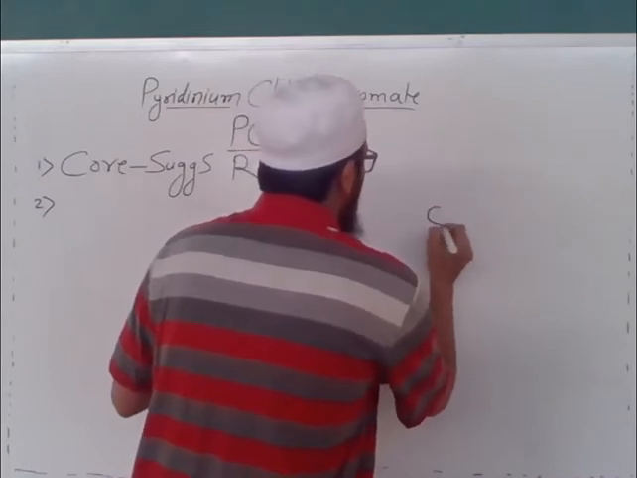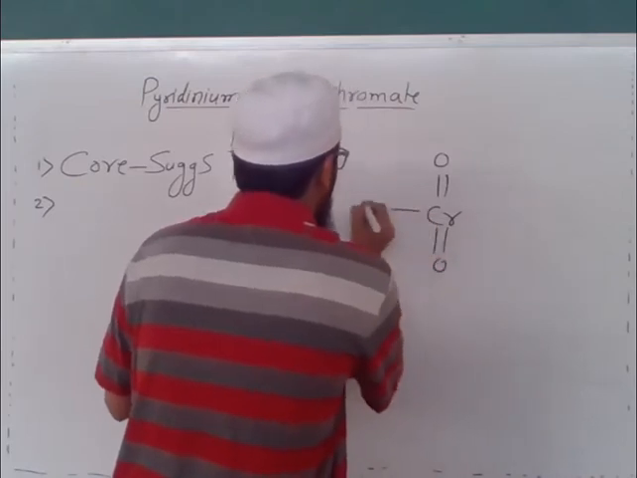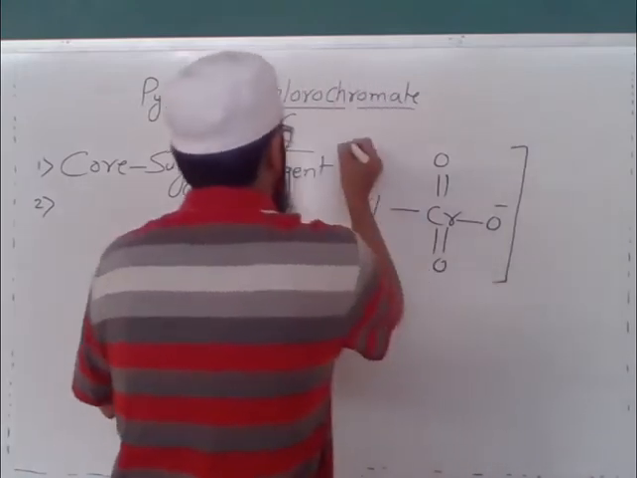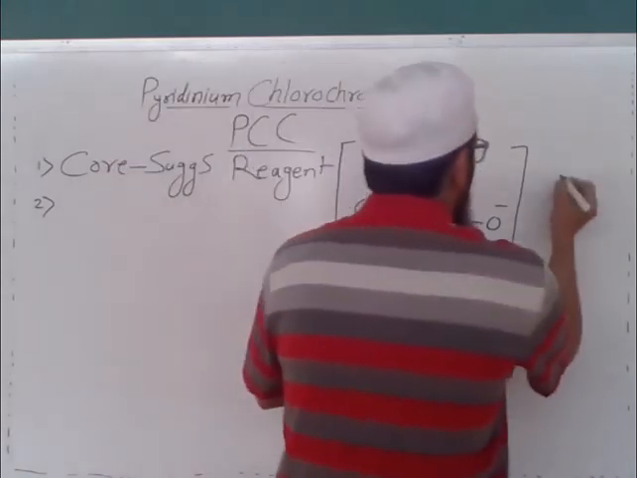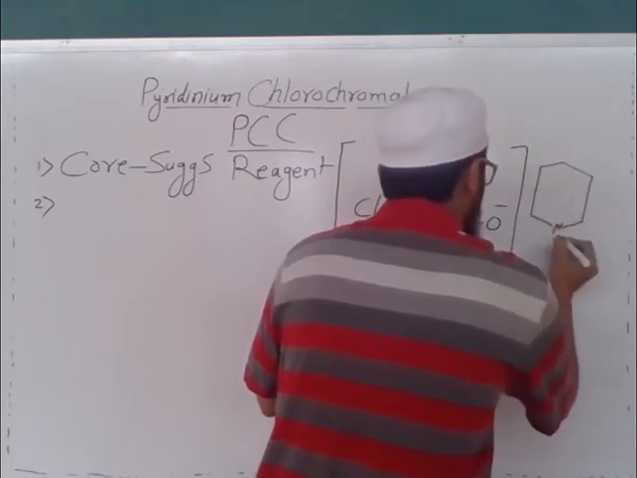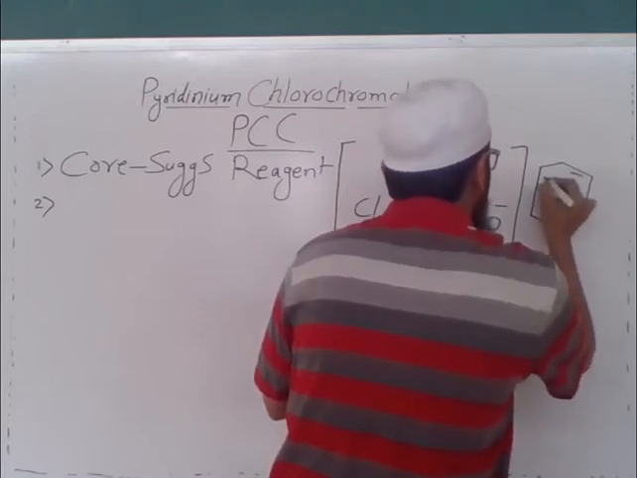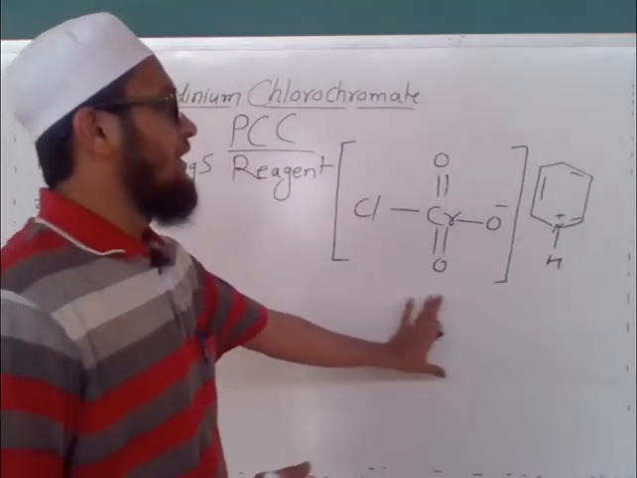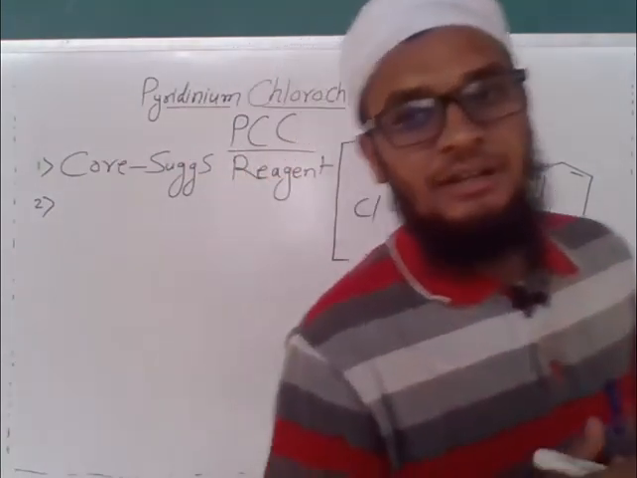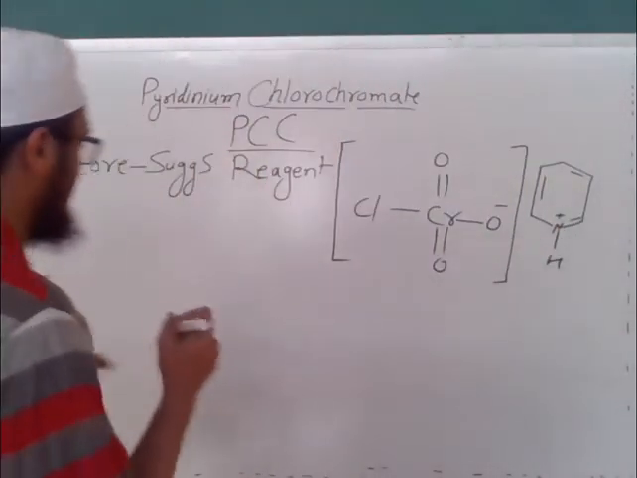So it is pyridinium chlorochromate. This complex is with pyridinium. These are N, it has H, it is positive. This is the structure of PCC. Now we'll go towards its preparation, how it can be prepared.